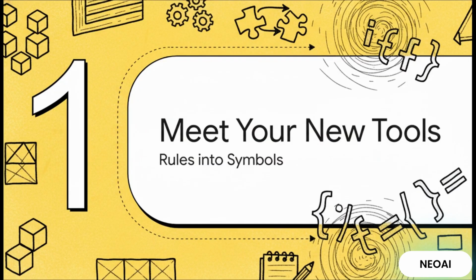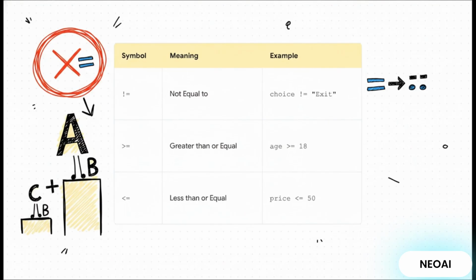All right, let's meet the new tools of the trade. We're about to see how we turn those rules into actual Python symbols. So here they are. And honestly, they make a lot of sense, don't they? You've got not equal, which is basically the opposite of equal equals. Then you've got greater than or equal and less than or equal, which, yeah, probably looks super familiar from math class. Let's break them down one by one.